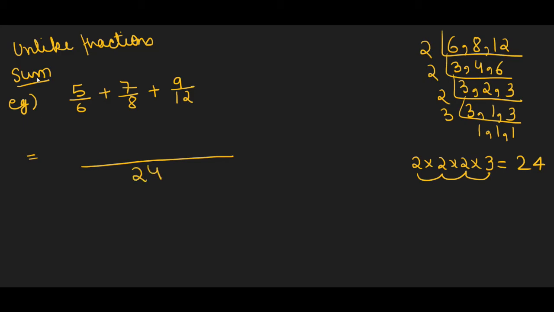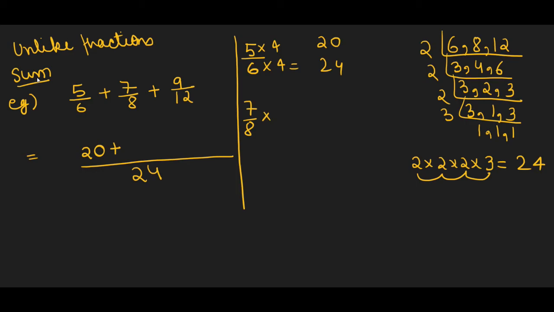And now here, now 5 upon 6. Okay, so children, the LCM is 24, and what will we do here is 6 into 4 is 24. 6 into 4 is 24, and 4 into 5 is 20. So 20, we will write 20 here. Now 7 upon 8.